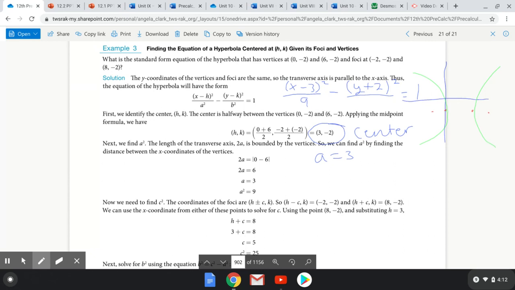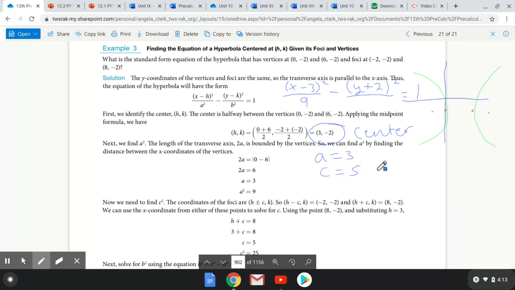That's 9. Now, I don't know anything about b, but I can find c, right? Because that's just the distance from the center to a focus. So I know that my foci are at -2 and 8, and my center is at 3. So I just need the distance between 3 and -2. So I can just subtract them, right? So 3 minus -2, which is 3 plus 2, which is 5. So c equals 5. Again, I could have done that with 3 and 8, right? 8 minus 3 is 5. So c is 5.